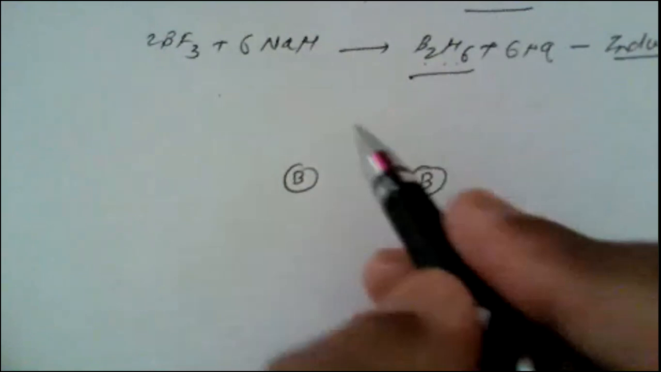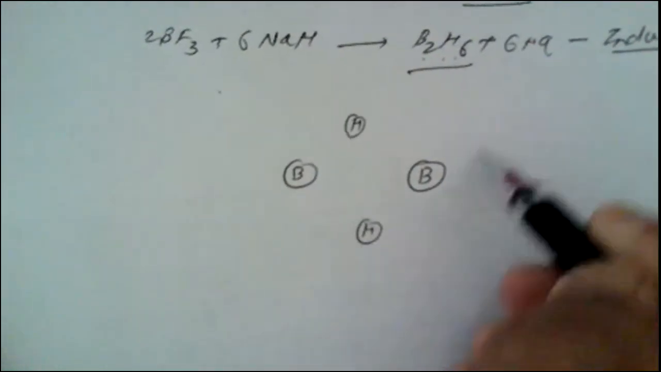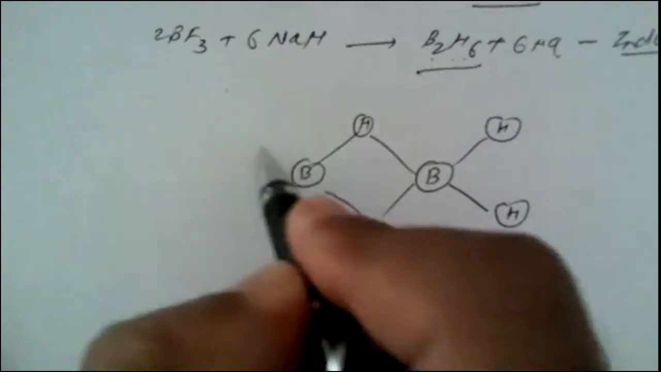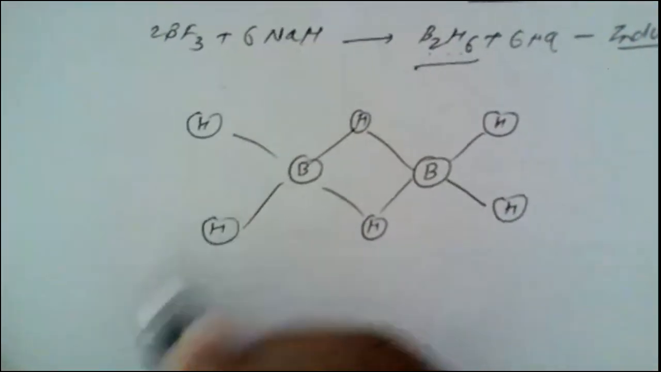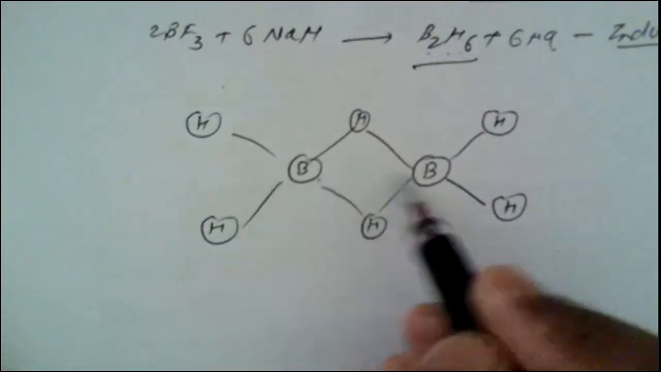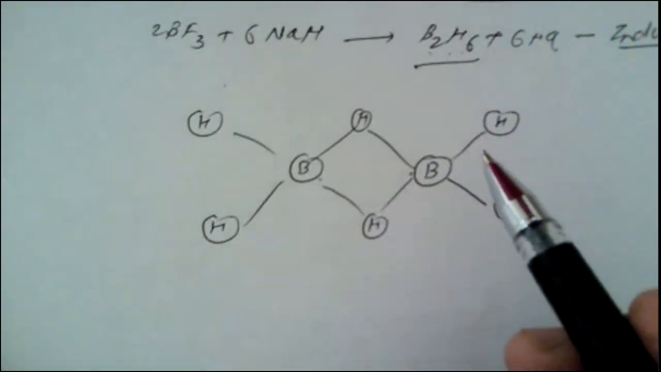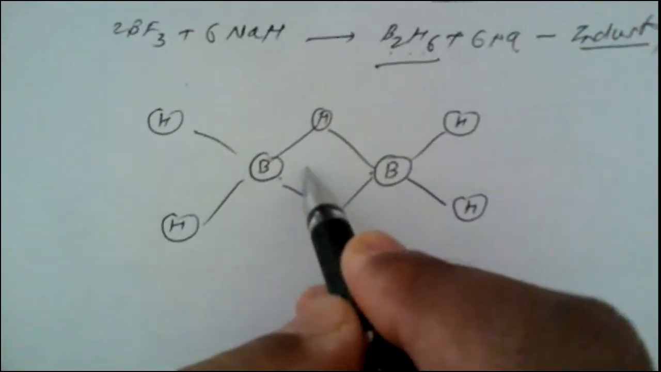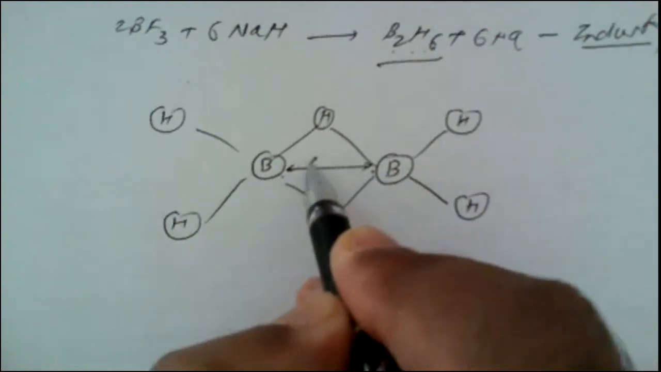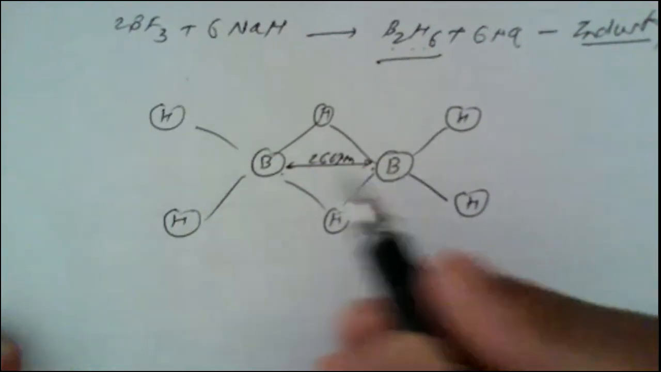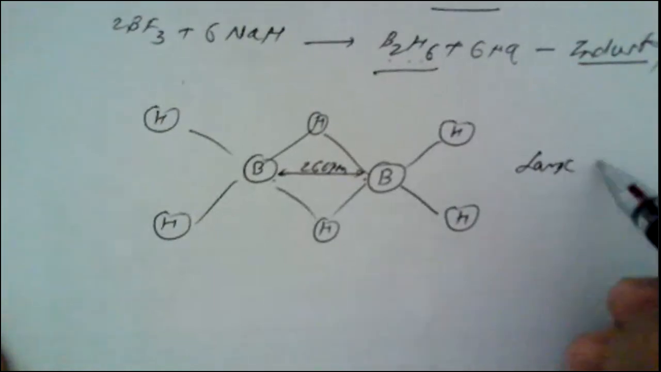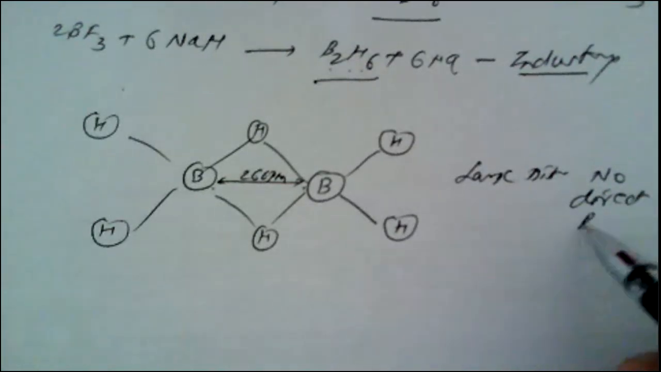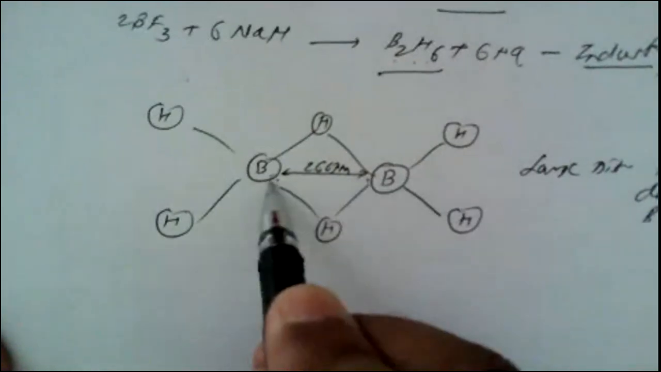We have to show 6 hydrogen atoms. This is the first hydrogen, the second hydrogen, then the third, fourth, fifth and sixth hydrogen. So this is nothing but B2H6, six hydrogen atoms are there. Now, if we look at the bond characteristics, the boron to boron distance is 266 picometers. This large distance indicates that there is no direct linking between the two boron atoms. So here there is no bond between the two boron atoms.